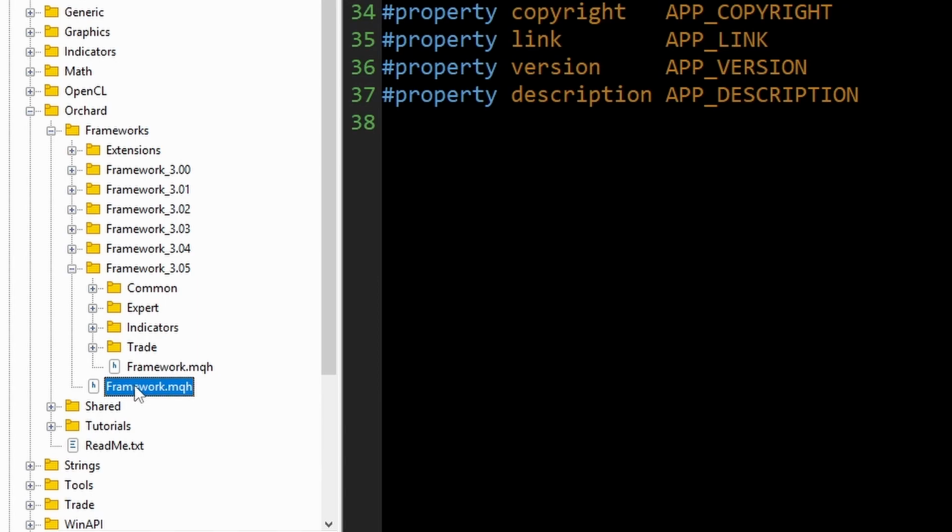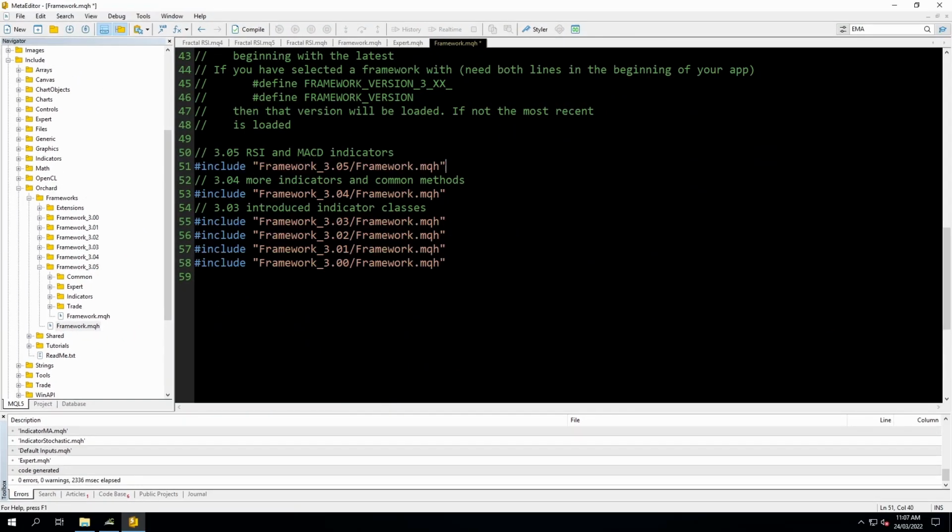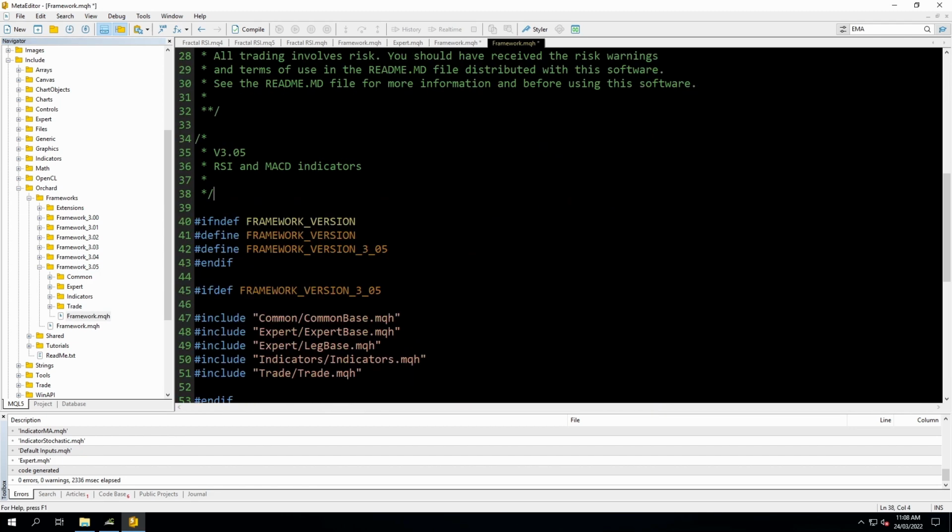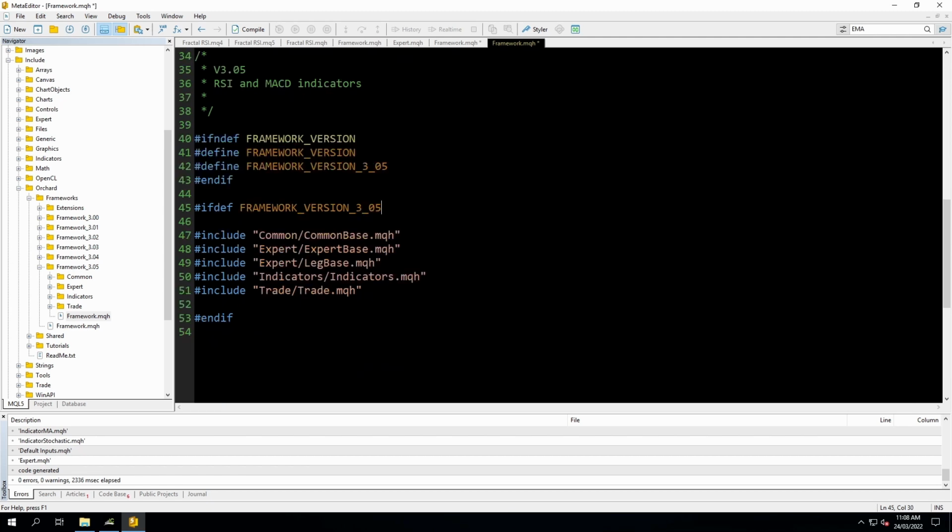This master framework.mqh file, I'll just open that. And here I've indicated I want to include framework 3.05 as the most recent. So if you've seen the earlier videos on the framework, this file simply maintains a list of all of the framework versions. And if you call this, it will just find the most recent version. Inside framework 3.05, then I have another framework.mqh file. And in this file, which was originally copied from 3.04, I've just changed the comment here, 3.05. I've added the RSI and MACD indicators. I've changed this framework version to 3_05, and this statement here, the if_def to 3_05. Those are the only changes needed in here.